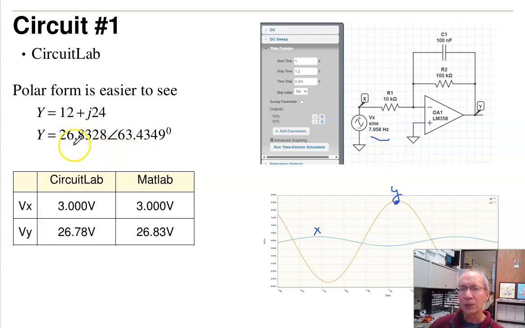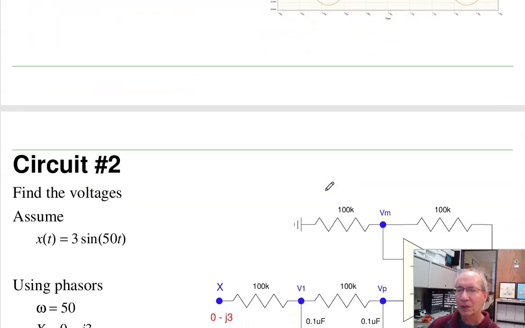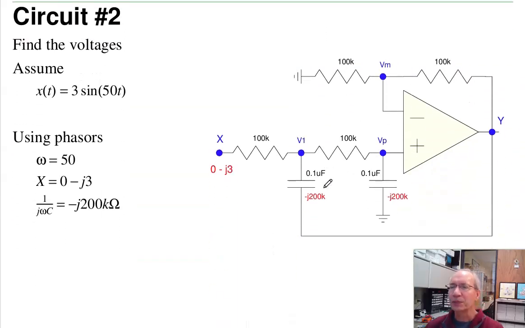In polar form, the peak is 26.8 volts. Simulated in Circuit Lab, it is 26.83 volts. That matches up. And there's a phase shift, that's the angle. There's a 63 degree phase shift. That's your delay. I usually ignore the phase shift. It is there. Magnitude's easier to see. Okay, so that's one example.